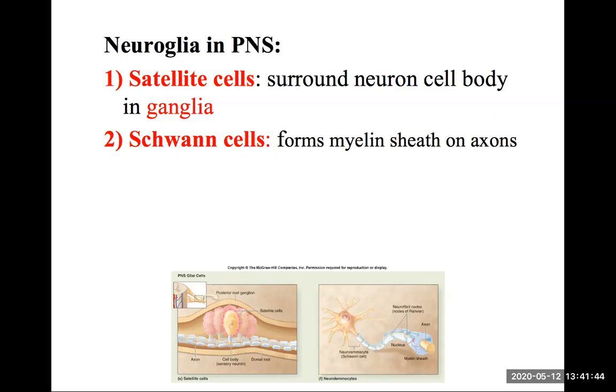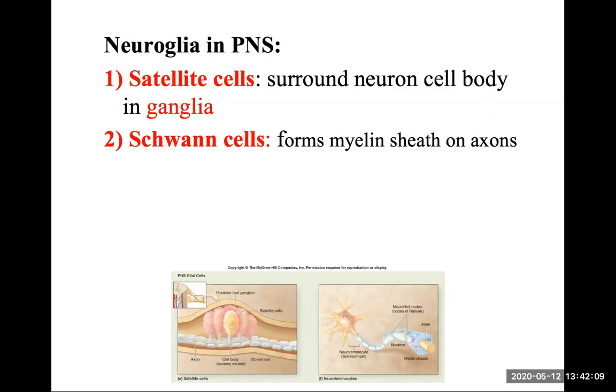So these satellite cells that you see, they look kind of pink and puffy here, surround, care for, and protect the soma or cell bodies within the neurons. Okay, so if you're in satellite, remember a satellite is around the Earth. So think of these satellite cells as being around the soma and caring for the soma.